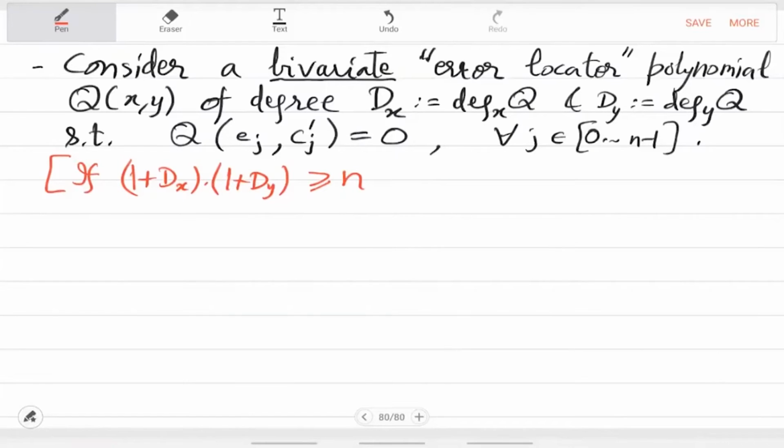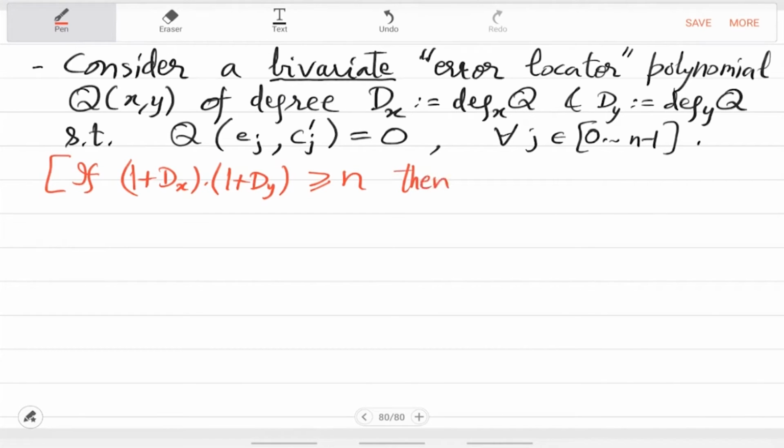Why is that? So how many unknowns are there in q? It is 1 plus dx times 1 plus dy. It is a bivariate polynomial of these respective individual degrees. So that many unknowns, and clearly in those unknowns this system is a linear system. As long as the unknowns are more than the constraints, also observe that this is a homogeneous linear system, right? So there is no question of infeasibility. So just by counting how many unknowns there are, you are guaranteed a solution. So essentially dx times dy should be at least n, and then q definitely exists.